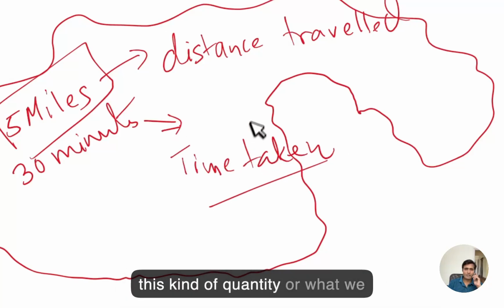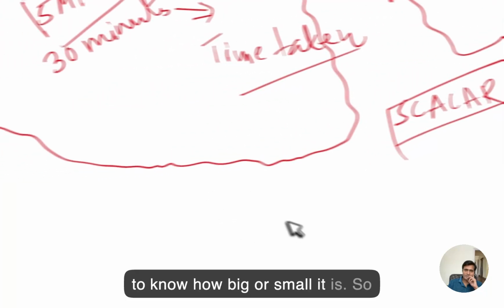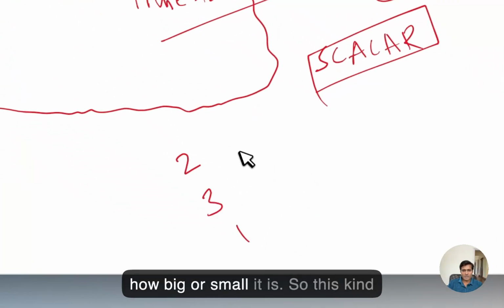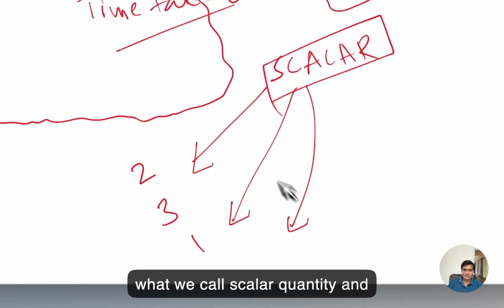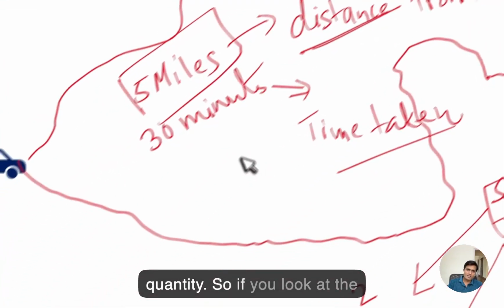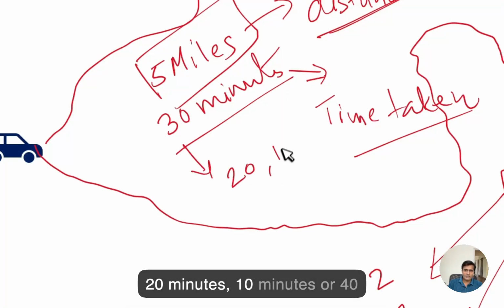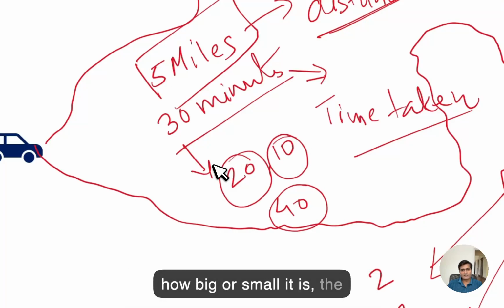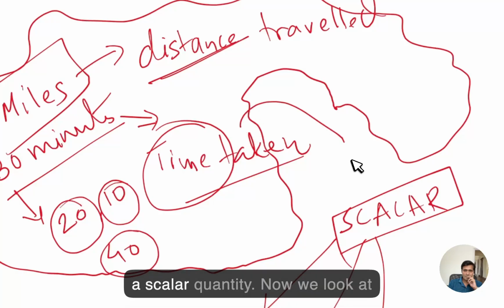So this kind of quantity is what we call a scalar quantity. We just want to know how big or small it is. So 5 miles, 2 miles, 3 miles, 1 mile, how big or small it is. When we describe a quantity like this, it is what we call a scalar quantity, and the distance traveled is a scalar quantity. Similarly, if you look at the time, whether it took 30 minutes, 20 minutes, 10 minutes, or 40 minutes, we are just looking at how big or small it is, that is the magnitude. So time is also a scalar quantity.